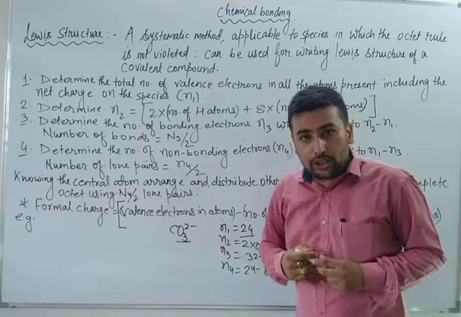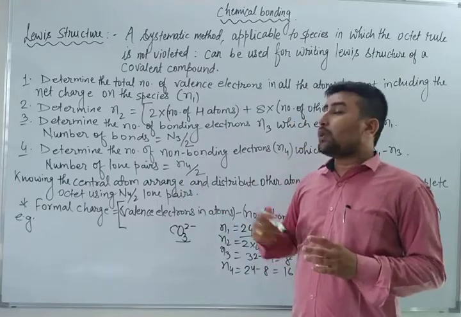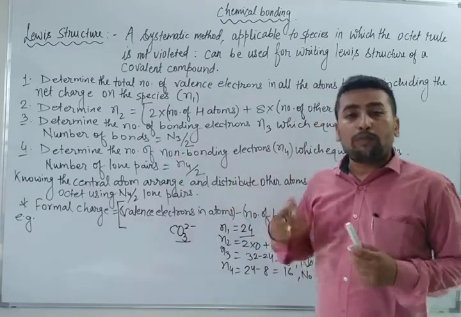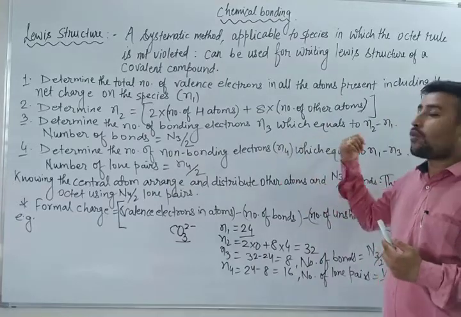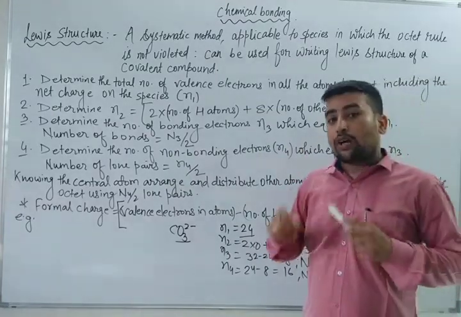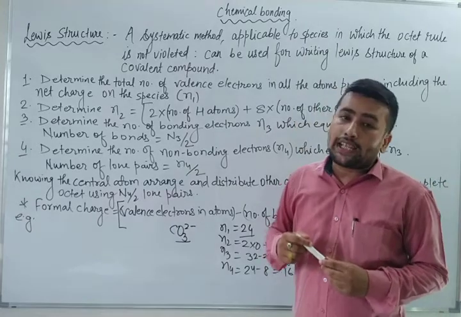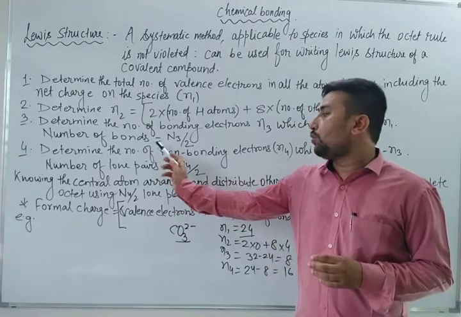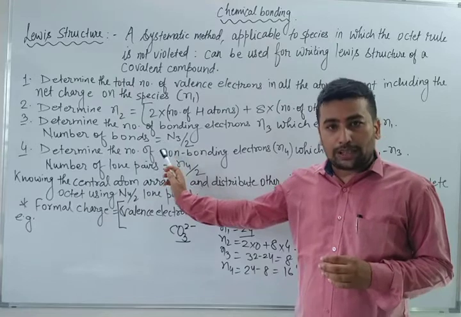So you will get the N2 value. N3 value, what is the N3 value? Number of bonding electrons. How will you calculate the number of bonding electrons? First of all, you have to do N2 minus N1. And now you have to find the number of bonds. So N2 minus N1 upon 2. That is N3 by 2, right?